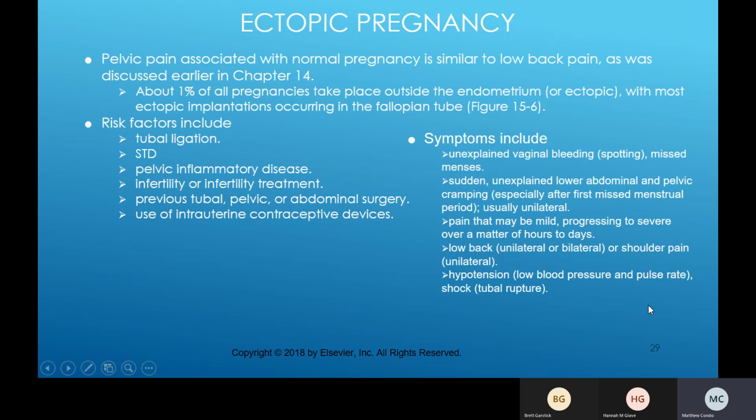So if the pain gets better when I push in and then increases drastically when I take my fingers away from McBurney's point, that's probably appendicitis. If pain gets a lot worse when I push in and gets a lot better when I take my fingers away, it's probably not appendicitis.